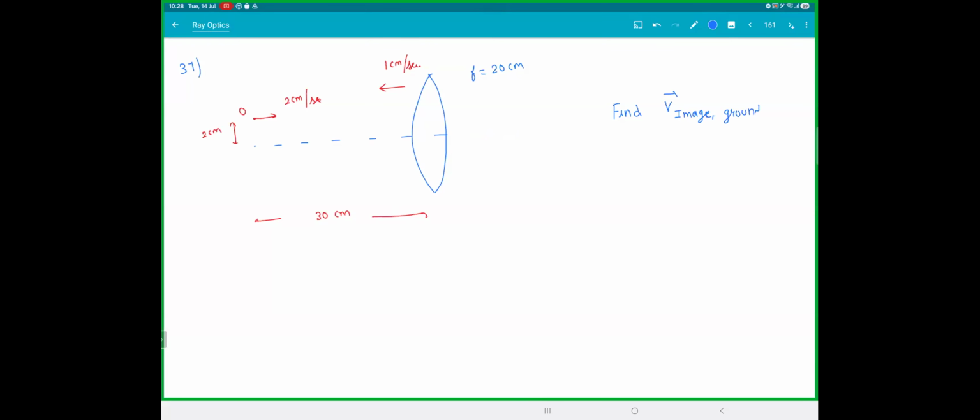I told you this. Whenever something moves, first stop it. Do it in the lens frame and then come back. Let's go. Let's finish off. Last one for the day.